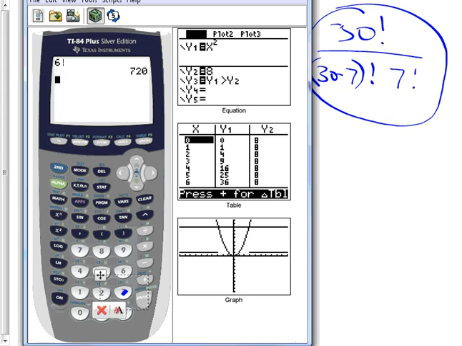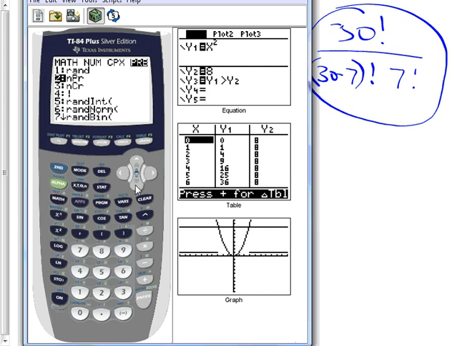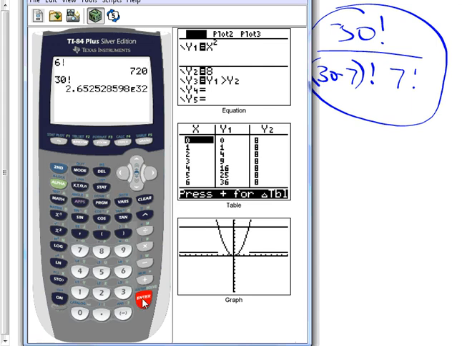He's big. Thirty factorial is, move the decimal over 32 spots. Holy smokes, you're going to really write that all the way down?